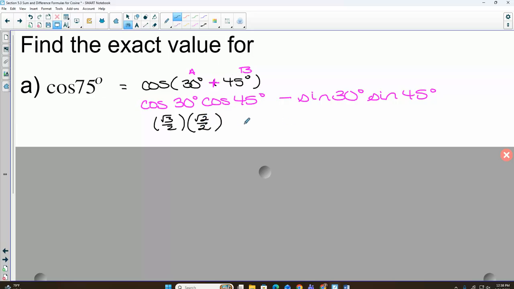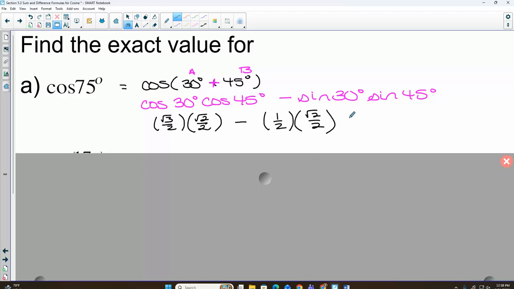Radical 2 over 2. Minus sine of 30. Sine is the square root of the top over 2, so radical 1 over 2 is 1/2. Sine of 45, so radical 2 over 2. So when I multiply these, we multiply the tops. Square root of 3 times the square root of 2 is the square root of 6. Over the bottom, 2 times 2 is 4, minus 1 times the square root of 2 is the square root of 2, 2 times 2 is 4.